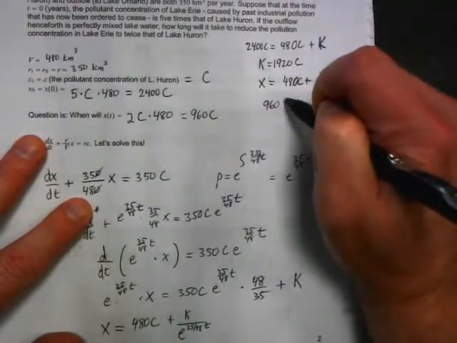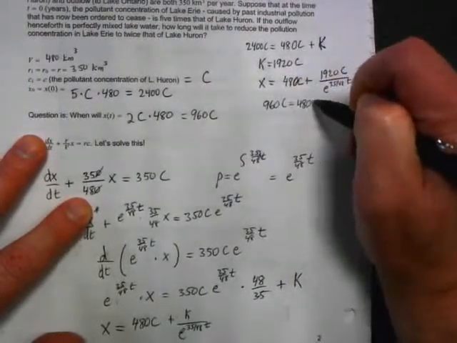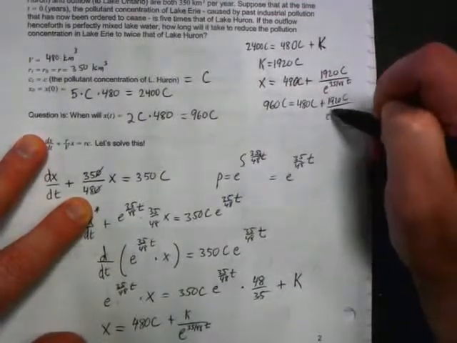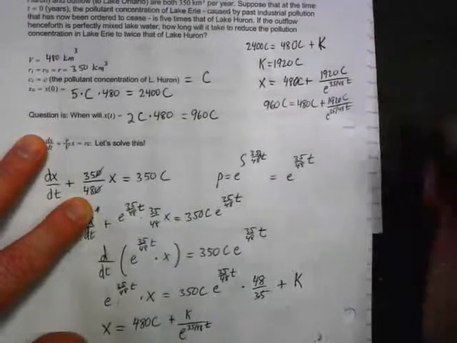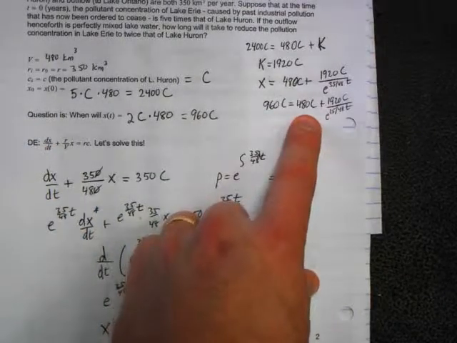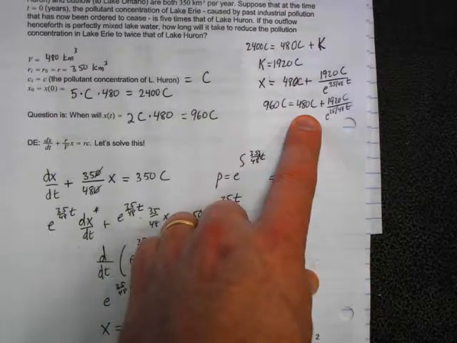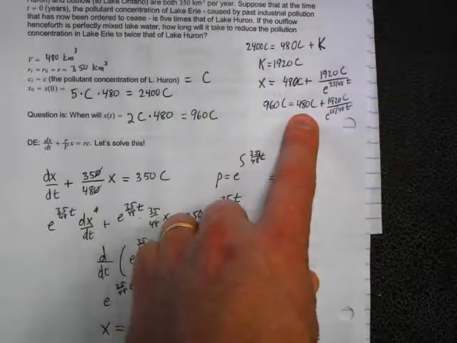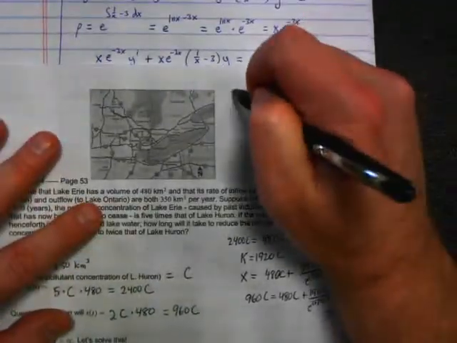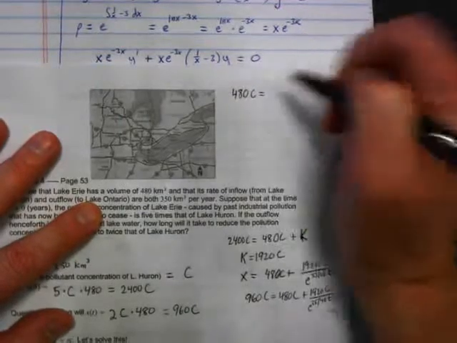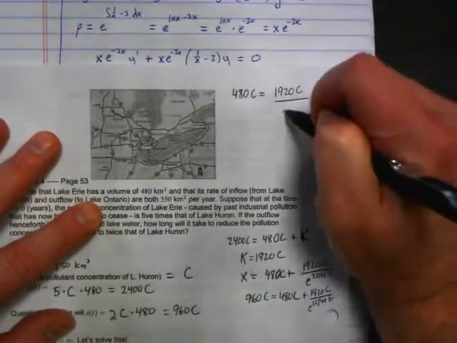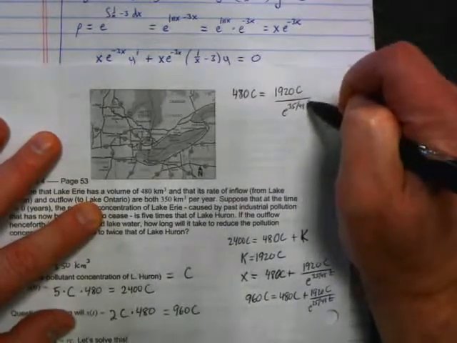All right, so 960c equals 480c plus 1920c over e to the 35 over 48 t. And things work out pretty well. 960 minus 480 is 480, I think. So we have 480c equals 1920c divided by e to the 35 over 48 t.